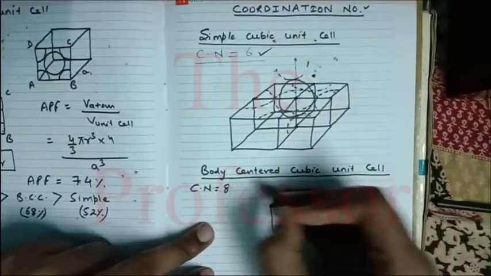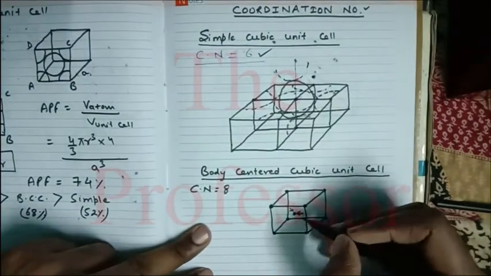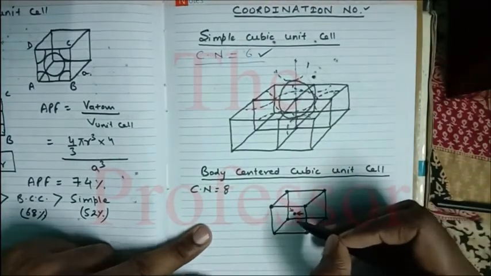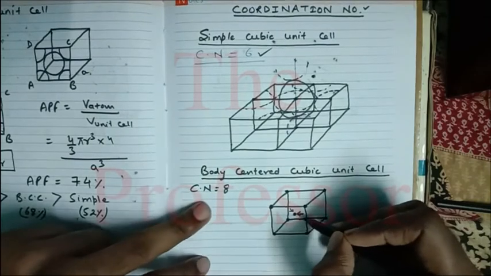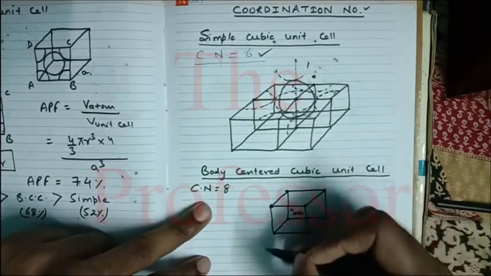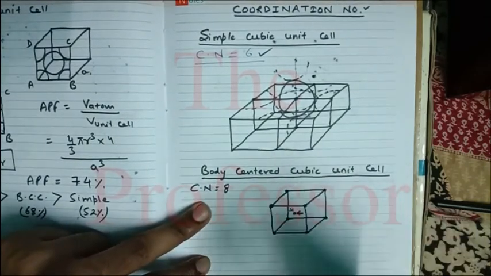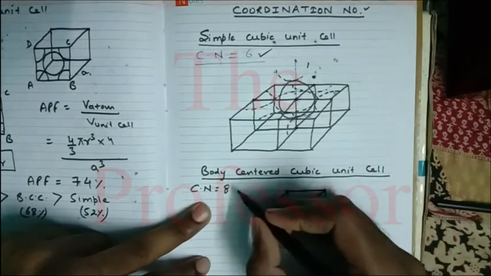For a body-centered cubic unit cell, the atom which is present at the center of the body is always in contact with all the 8 atoms which are present at the 8 corners. So the coordination number for a body-centered cubic unit cell becomes 8.